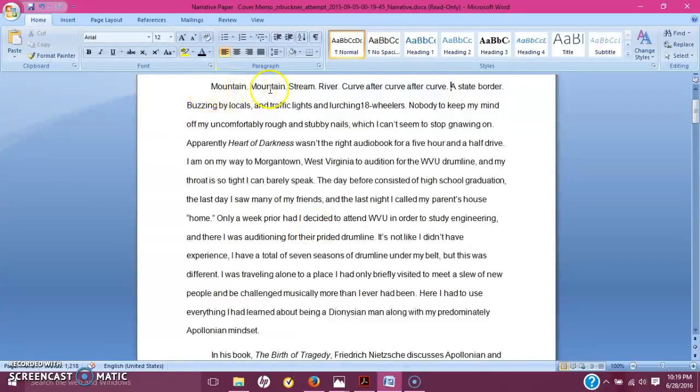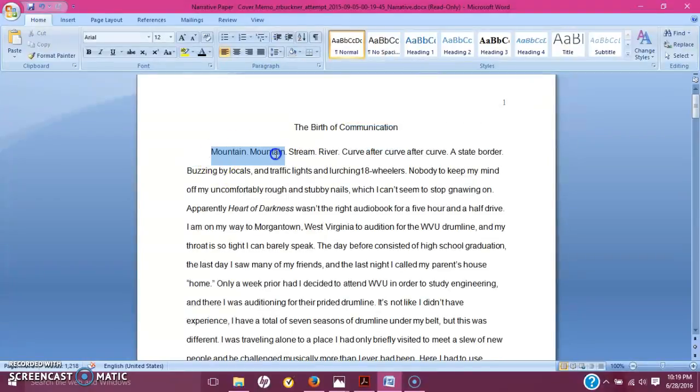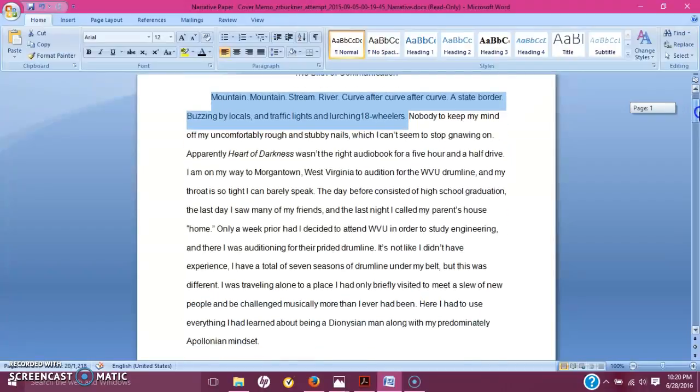So he has things like mountain, period. So that's a fragment, but then he repeats it, mountain, period, stream, river, curve after curve after curve. So repetition here, a state border. This is starting to resemble, all of this resembles passing, like driving along a highway. The things that you can kind of see, or hiking, or motion, traveling, okay? So he resembled what was actually going on the outside with his own writing.